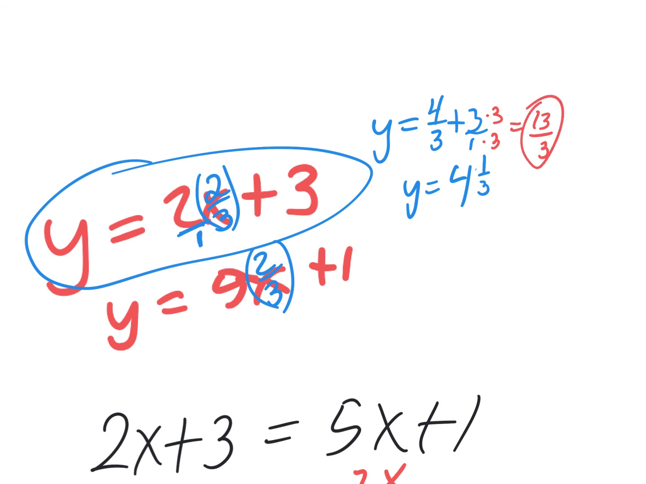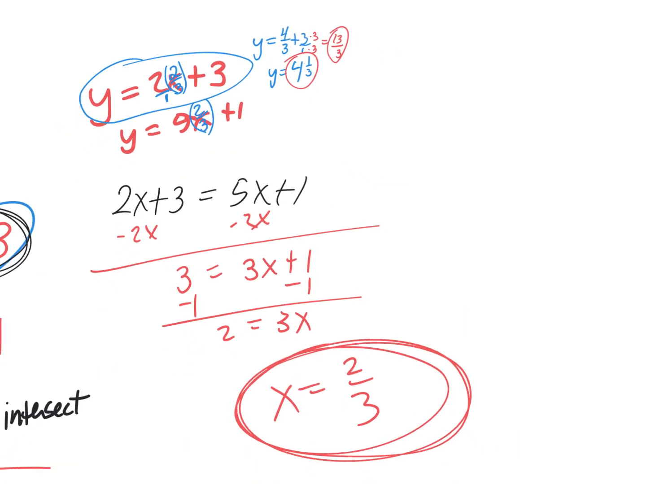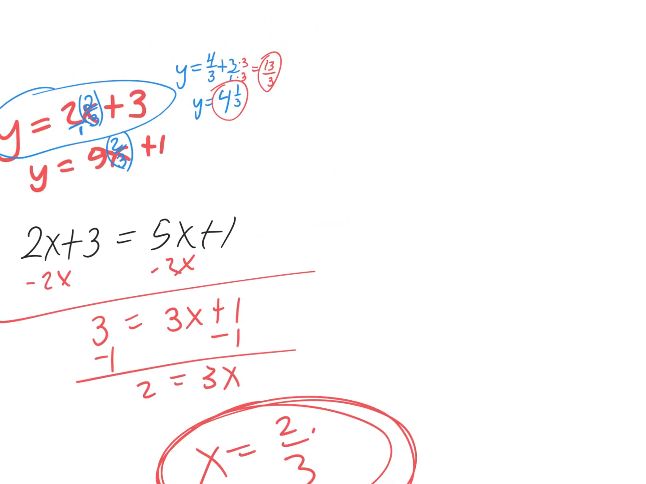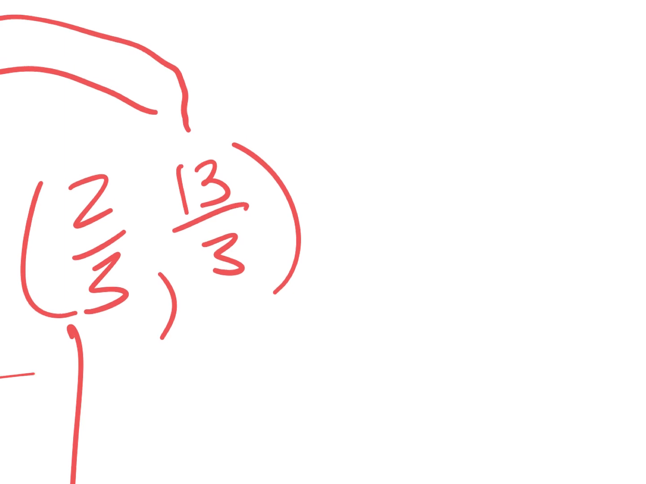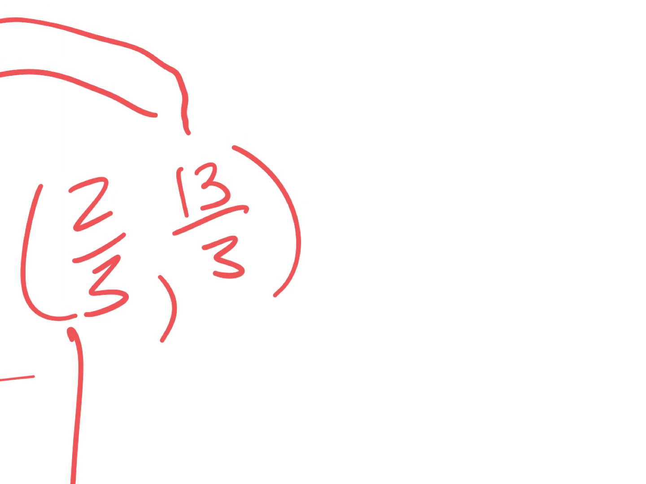This would be a right answer. This would be a right answer. So the final answer is 2/3 for this part, for the x part, and the y part is either one of these two. I guess I'm going to pick 13 thirds. Could have said 4 1/3. All right, so that's a reminder about how to do substitution.